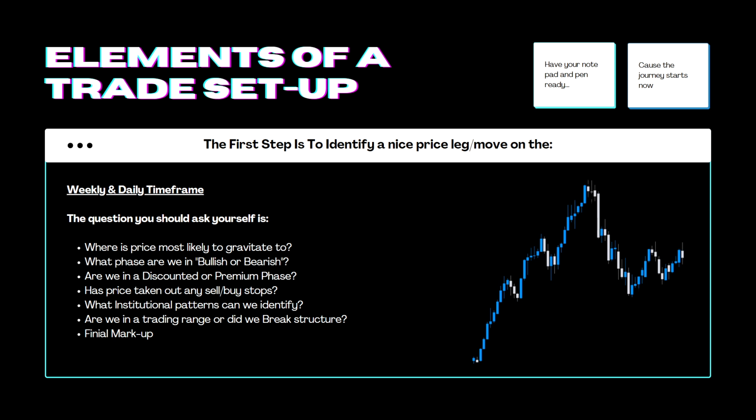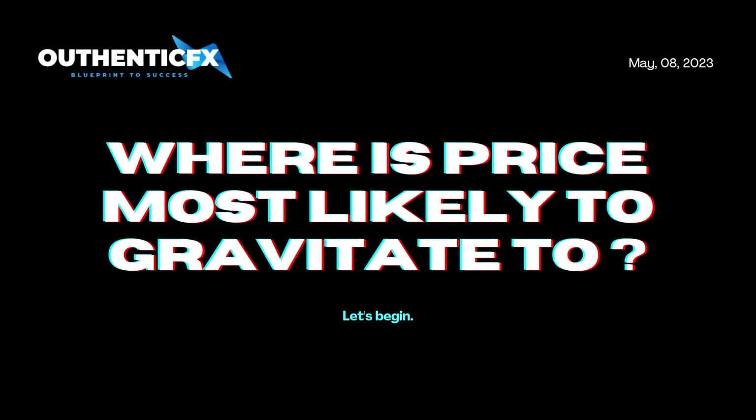So what else are we looking for on the weekly time frame? We are looking for institutional patterns. Which institutional patterns can we identify? Institutional patterns include your order blocks, your fair value gaps, your breaker blocks, and so forth. Followed by, are we in a trading range or did we break structure? This is the final markup for our weekly time frame. So let's get into these steps. Where is price most likely to gravitate to? Let us begin.